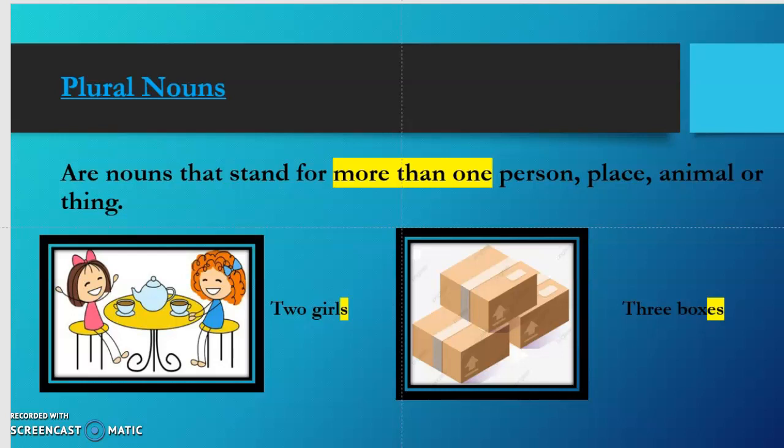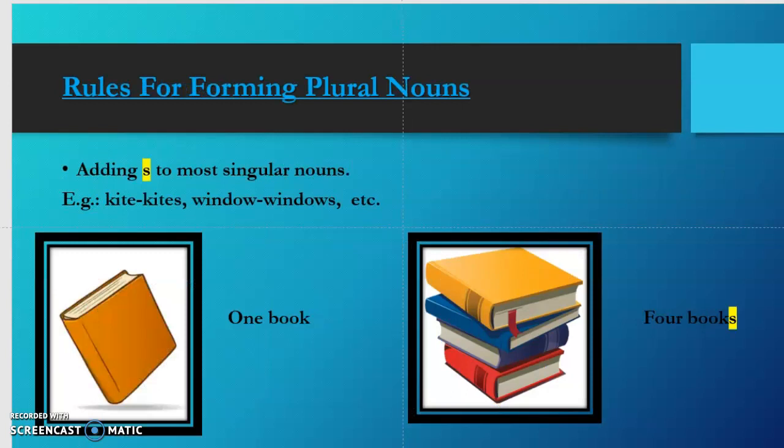See, in the end we have added es, which tells you we are not talking about one box, but we are talking about many boxes. We have to follow the rules for converting the singular noun, that is one, into plural nouns, that is many. Now let's see these rules.